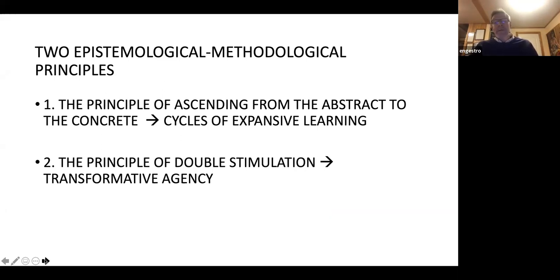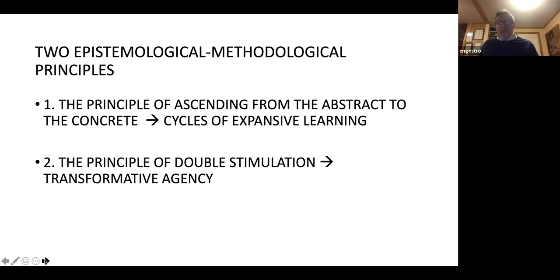The principle of ascending from the abstract to the concrete is a core principle of dialectics, and has a long history, at least back to Hegel and specifically to Marx. In activity theory, particularly, the key philosopher who inspired many activity theorists, Evald Ilyenkov, in his work elaborated on this principle a lot. And Vasily Davydov, the key Russian educational psychologist, turned the principle of ascending from the abstract to the concrete into something very practical to guide the shaping of learning activity.